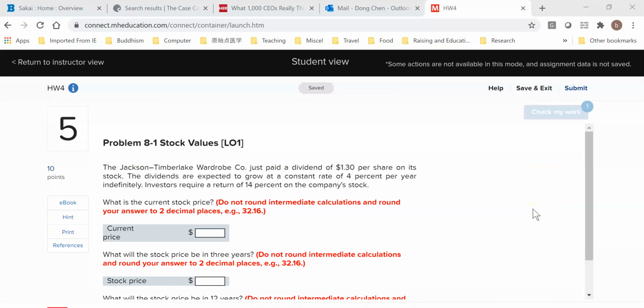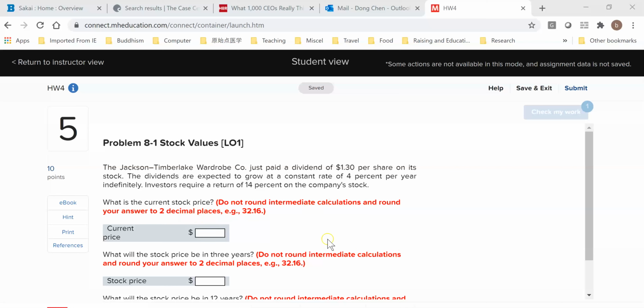This is question number 5, homework 4 for session 5, security evaluation. Jackson Timberlake, Wardle Cole just paid a dividend of $1.30 per share on its stock. Dividends are expected to grow at a compound rate of 4% per year indefinitely. Investors require a return of 14% on the company's stock. What is the current stock price? Pay attention to the rounding requirement. Do not round intermediate calculation and round your answer to two decimal places.